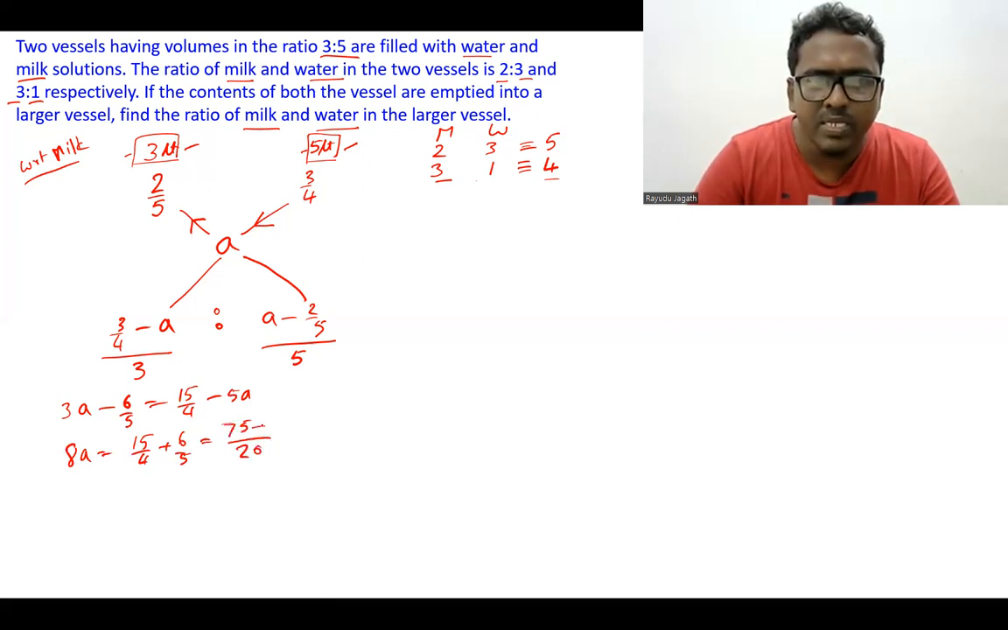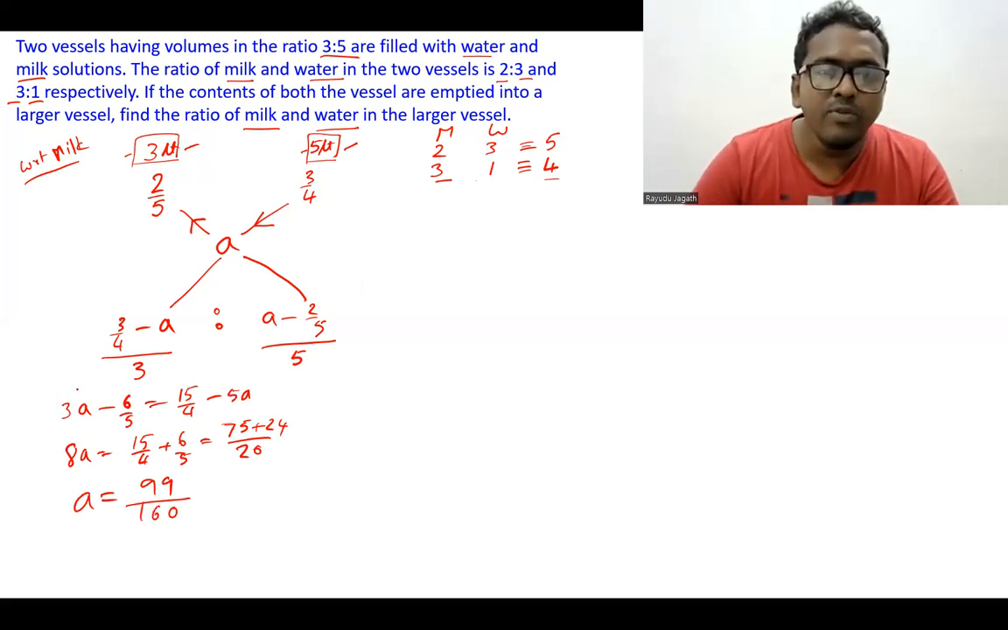75 plus 6 is 15, 5, 60 plus 15 is 75, 6 4 is 24. So A is coming to be 75 plus 24, 99, divided by 8 to 160. So what is A here? Carefully we have to observe.